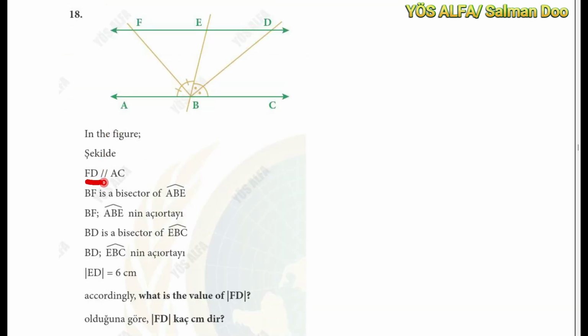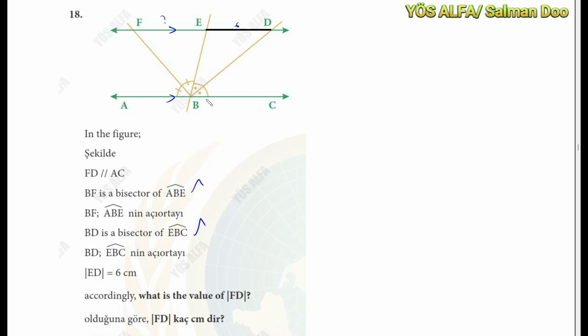In the figure, FD is parallel to AC. These two lines are parallel. BF is a bisector. It's given in the figure already. This line is a bisector. And BD is also another bisector, as given in the figure. And ED is 6. So ED is here, and it's 6. Accordingly, what is the value of FD? So the length from F to D is asked. So we need to find out FE. If we find out FE, then we can get the answer, FD.